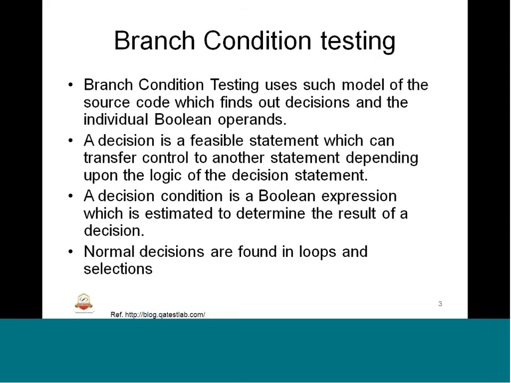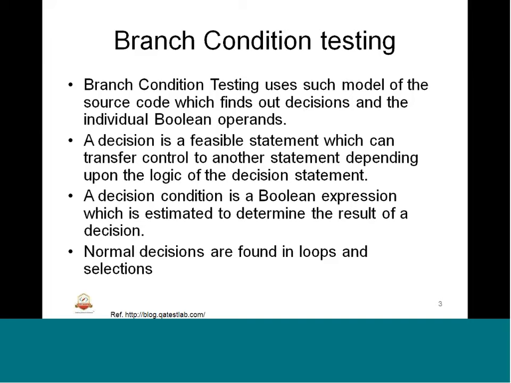So okay, what is branch condition testing? Branch condition testing uses a model of the source code which counts out decisions and the individual boolean operands. We know boolean operands such as less than or equal to, greater than or equal to, etc. So the decisions coming out of that are tested with the help of branch condition testing.